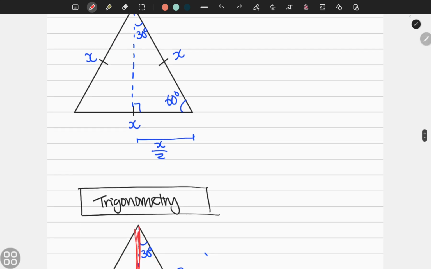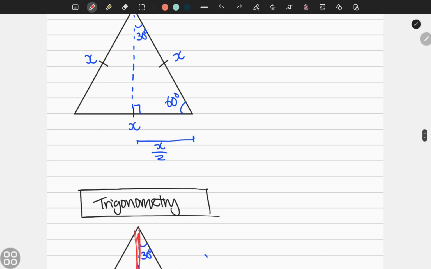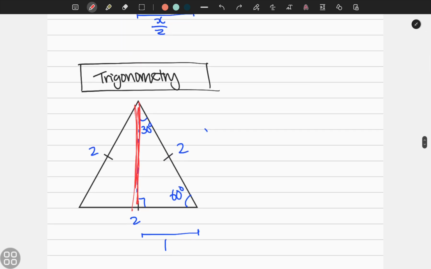So with this in mind, we can actually figure out some properties for trigonometry. So over here, instead of x, I have length 2, and therefore this here is length 1. Similarly, I have 60 degrees and 30 degrees. Now, to find the length of this straight line, using Pythagoras' theorem, that would just be the square root of 2 squared minus 1 squared. Simplify that, and that would give you the square root of 3. So this here has a length of square root of 3.